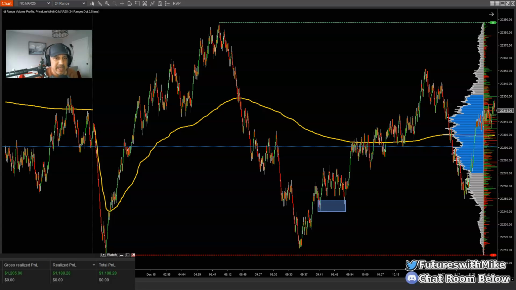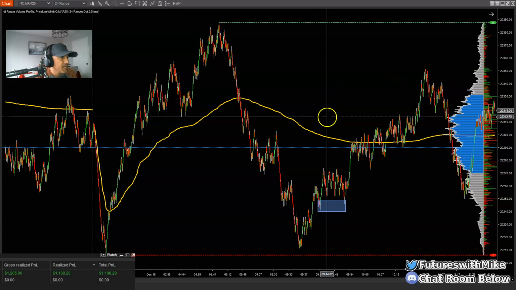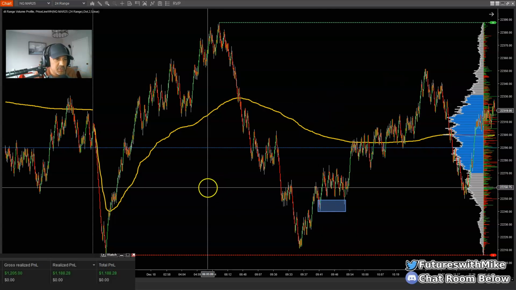Just imagine doing that. Two contracts, picking up 20 points is going to give you $800. So it's really easy to pick up that $500 a day trading the NASDAQ. All right. So again, the market was bullish on the higher base chart.